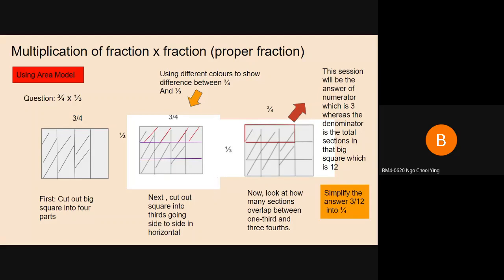Now we look at how many sections overlap between 1/3 and 3/4. These 3 sections that I highlighted will be the answer for the numerator, which is 3, whereas the denominator is the total number of sections in the big square, which is 12. So the answer we get is 3/12, and we simplify it into 1/4. Next.